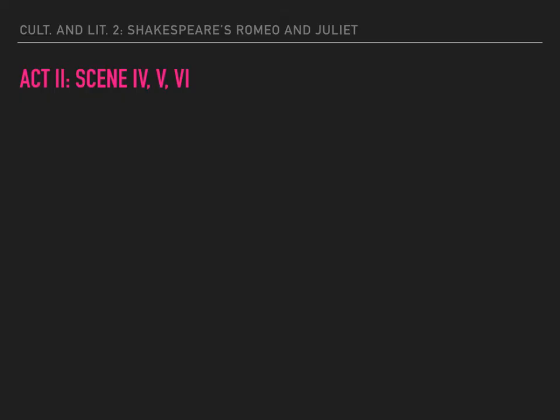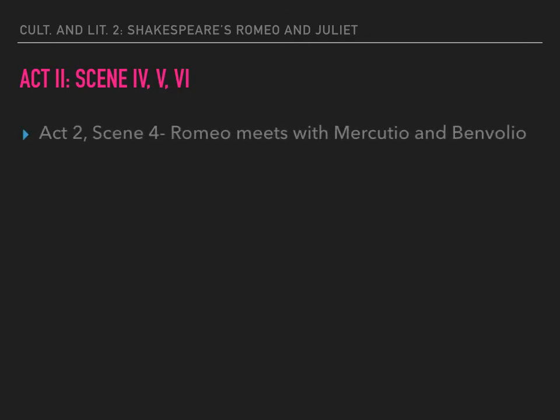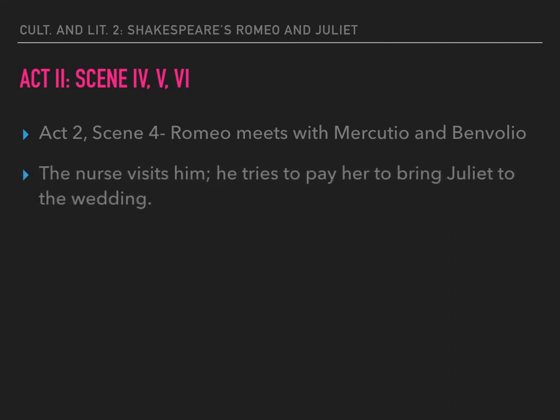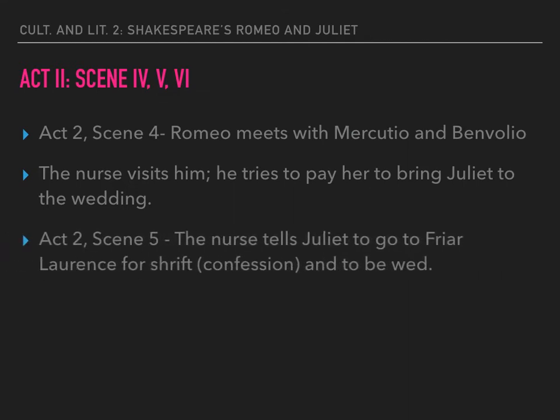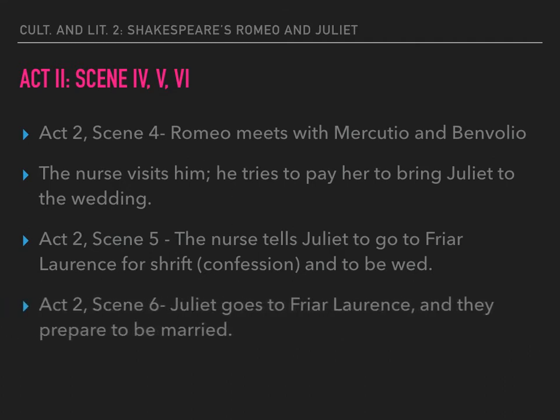We then have Act 2, Scenes 4, 5, and 6. And in Act 2, Scene 4, Romeo meets with Mercutio and Benvolio, and the nurse visits him and he tries to pay her to bring Juliet to the wedding. She, of course, refuses. And in Act 2, Scene 5, the nurse tells Juliet to go to Friar Lawrence for confession, which she has to do before she's allowed to be wed. And in Act 2, Scene 6, Juliet goes to Friar Lawrence and they prepare to be married. They become married then at this point.